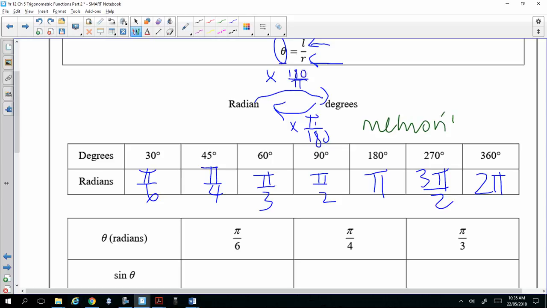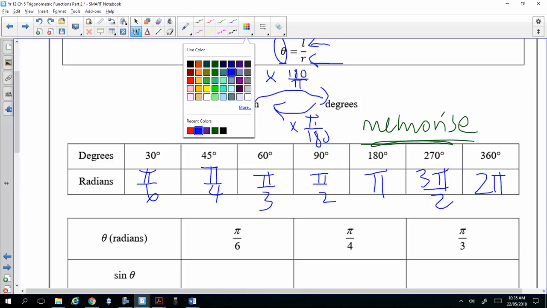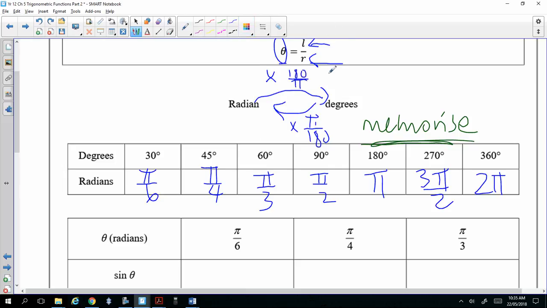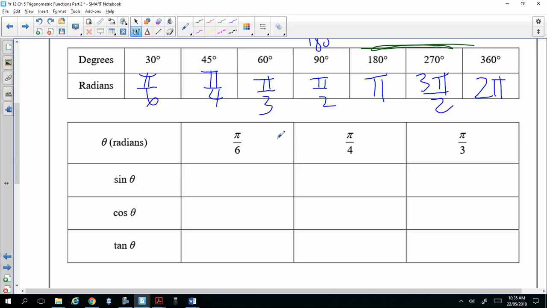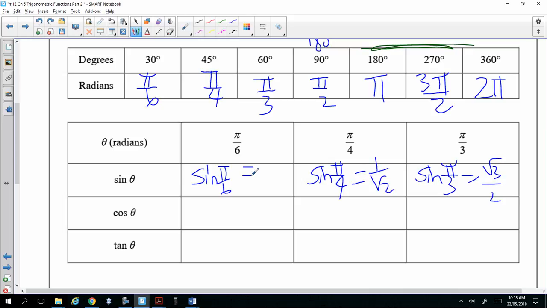Memorize. Okay, and then also there's more memorization. There's a lot of memorization that you need to do in this topic. So also these exact values need to be known, like sine pi on 6, sine pi on 4, and sine pi on 3. That will be equal to root 3 on 2, 1 on root 2, and half. Okay, so remember this. Also the cos one as well.